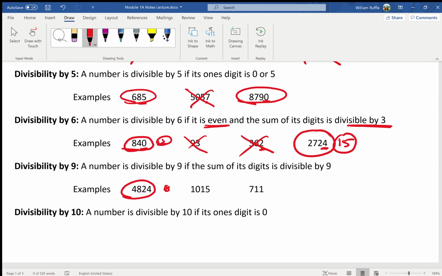1 plus 1 is 2, plus 5 is 7. 9 does not go into 7, so it doesn't work. 7, 8, 9, that's the sum of the digits, so that does work.